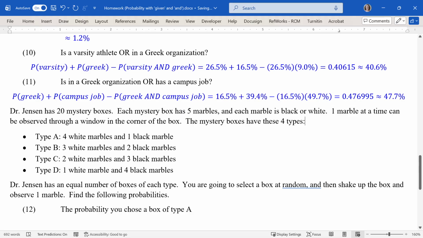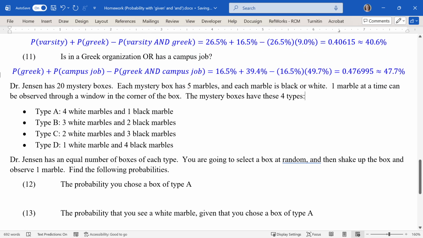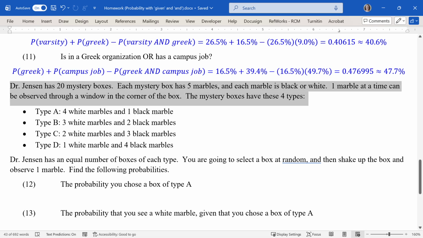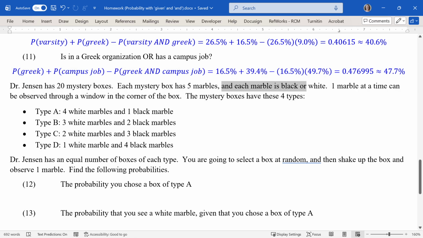Okay, the last section of this homework is the mystery boxes. Yay, everyone's favorite. Okay, so the mystery boxes. I have 20 mystery boxes. This is true. Each mystery box has 5 marbles, and each marble is black or white. This is all true information here. 1 marble at a time can be observed through a window in the corner of the box. So it is not possible to look at all 5 marbles. You can only look at 1 marble at a time.